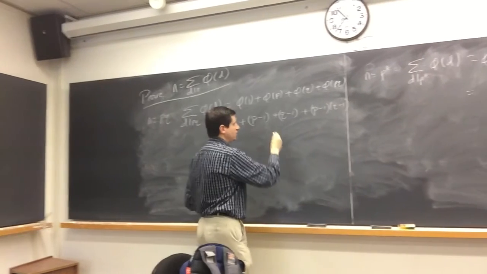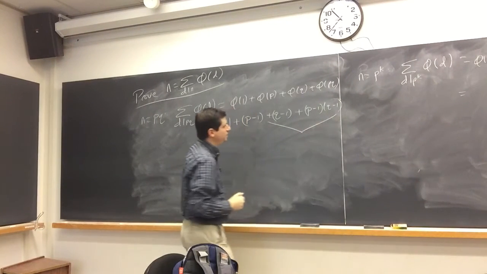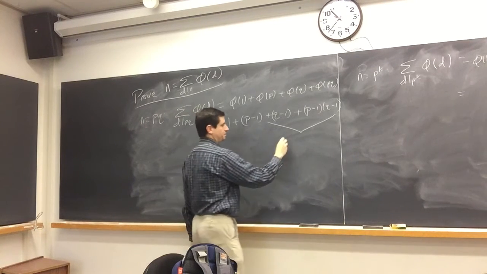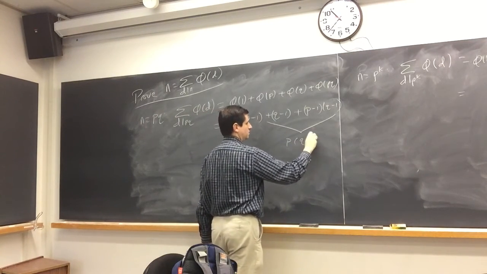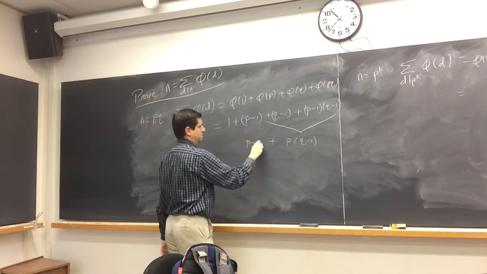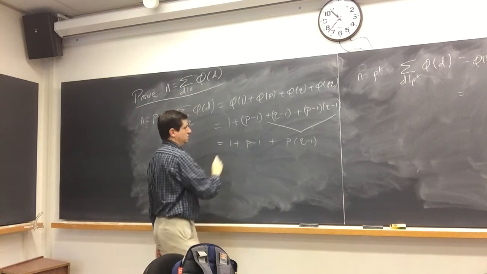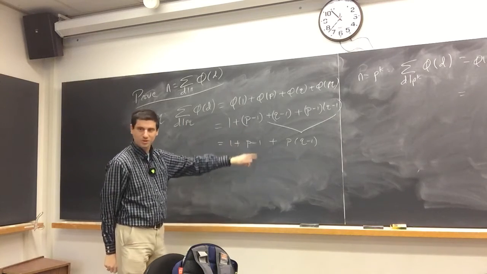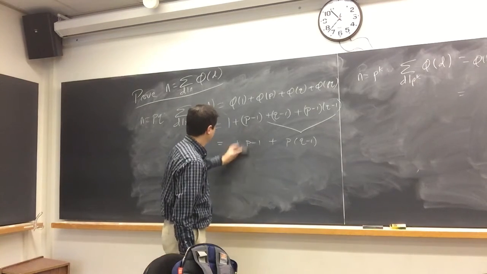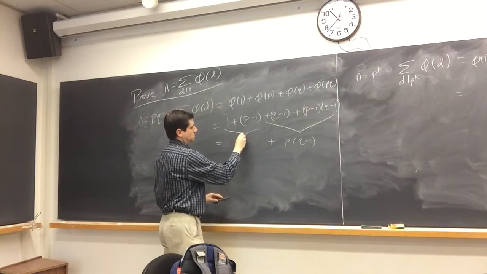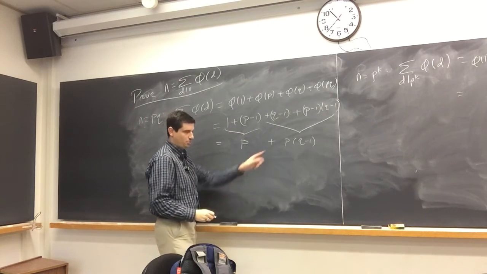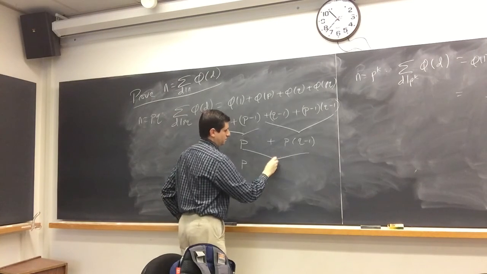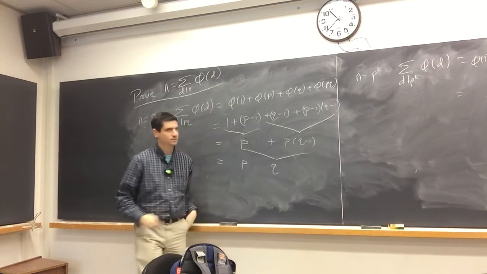Sure. All right, so if we do this algebraically, if I combine these two, I will get p times q minus 1. I could combine these two, right, and get a p. Then I could pull out the p and get a q.